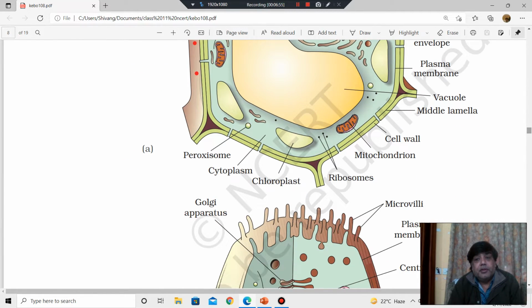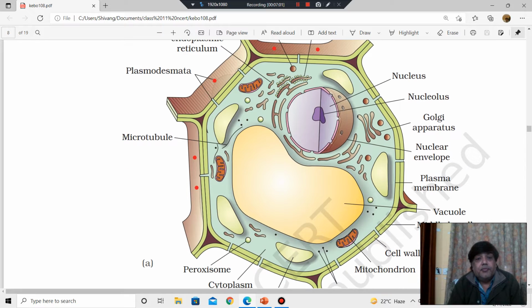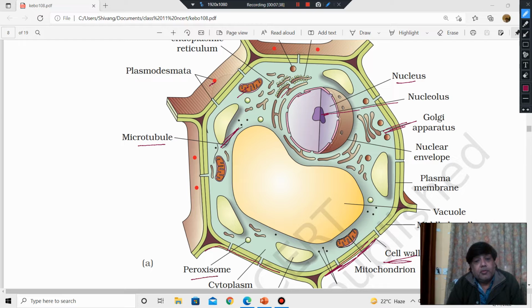So this is the diagram: the upper one is the diagram of plant cell and the lower one is the diagram of animal cell. So you can see the presence of cell wall in case of plant cell. This is the cell wall. Outermost boundary is made up of cell wall. Nucleus is there, a well membrane bound nucleus, nucleolus, a spherical structure, Golgi body, endoplasmic reticulum. These are the endoplasmic reticulum, mitochondria, plasmodesmata. Plasmodesmata are the cytoplasmic bridges between two adjacent cells, microtubules, locomotory organelles, peroxisome. This is the cytoplasm, central vacuole.